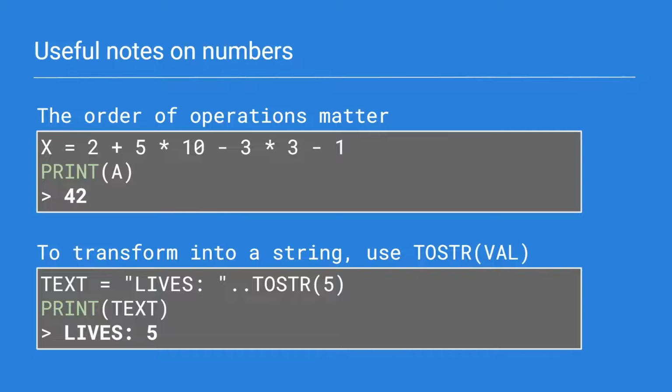In the code snippet below, we create a new variable called text and assign a value of lives that we concatenate with what is executed by the instruction tostr(5). tostr(5) will actually return a string with a single character, which is the character 5. It will be concatenated with lives, which means that when we print out the text, we will see lives, comma, 5.